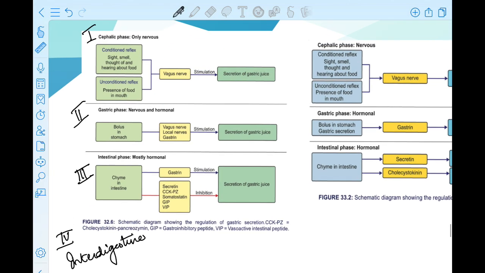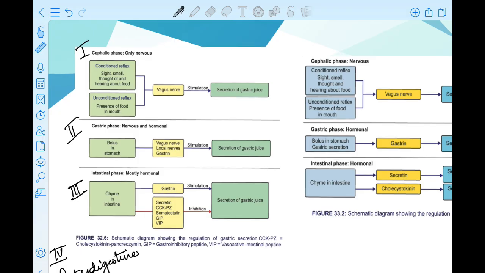So the cephalic phase is controlled by conditioned reflex as well as unconditioned reflex. In today's session itself, I told you what conditioned reflex and unconditioned reflex are. In conditioned reflex, even the sight, smell, or thought of the food or hearing about food will trigger salivation. Whereas in unconditioned reflex, the presence of food in the mouth triggers salivation. Similarly, conditioned as well as unconditioned reflex triggers gastric secretion, because here we are talking about gastric secretion, not salivary secretion. And this is controlled by the vagus. So when the vagus is stimulated, there is secretion of gastric juice. As simple as that.